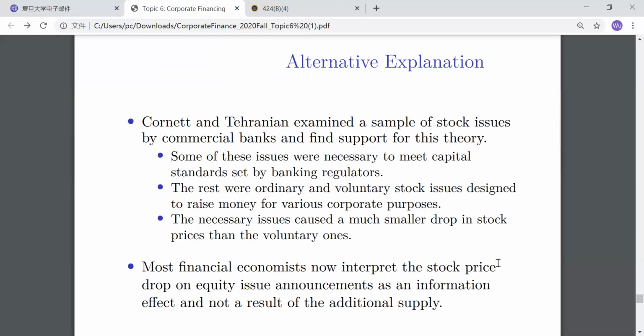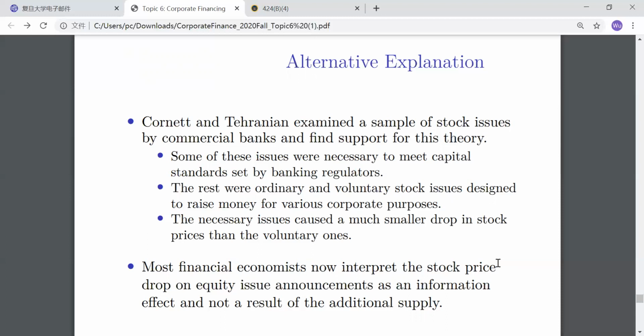This paper by Korajczyk and Levy examines a sample of stock issues by commercial banks and finds support for this theory. Some of these issues were necessary to meet capital standards, and the rest were ordinary, voluntary stock issues designed to raise money for different purposes. The necessary issuance is not driven by the incentive to issue stock because it's overvalued; it's a mandatory thing you need to do. So this caused a much smaller drop in the stock prices, because investors know that this is what you have to do. It's not that you want to take this opportunity to raise overpriced shares.